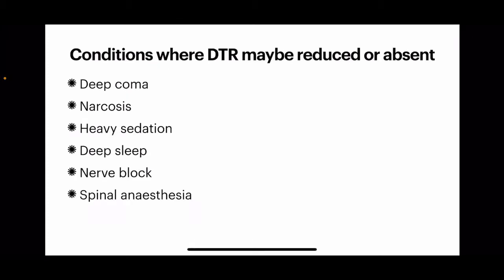So are there any other conditions where the deep tendon reflexes may be reduced or absent? In deep coma, narcotic ingestion, heavy sedation, deep sleep, following nerve block or spinal anesthesia. So all these are conditions where the deep tendon reflexes can be reduced or absent. These need not be essentially pathological involving the reflex arc, but a diffuse thing. Okay, so you have to keep all this in mind.